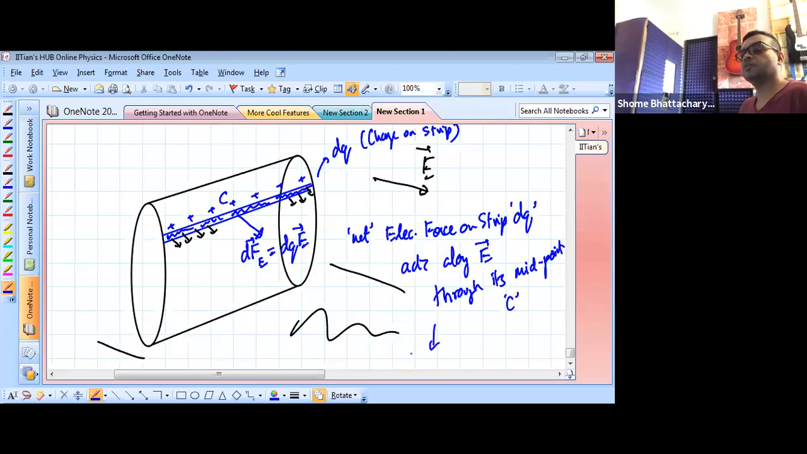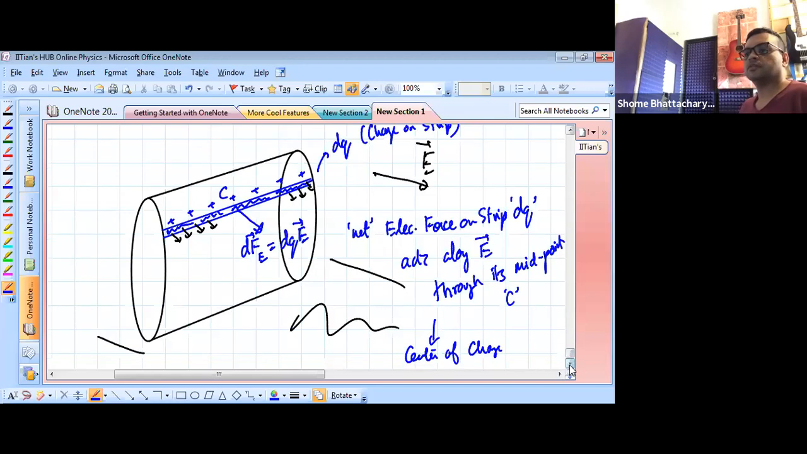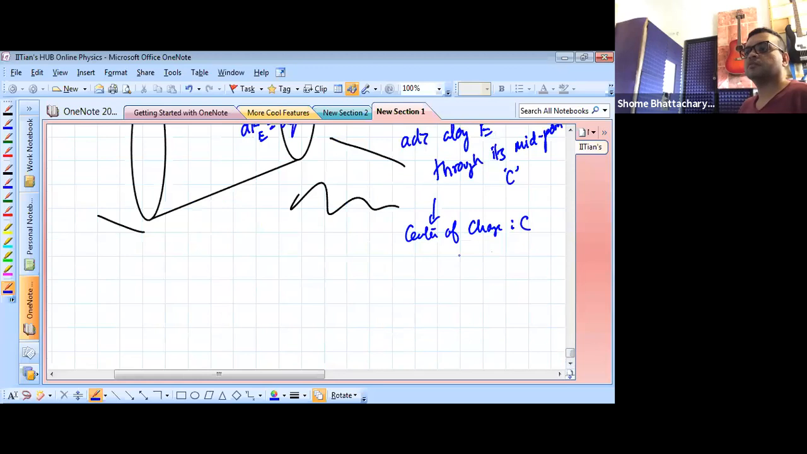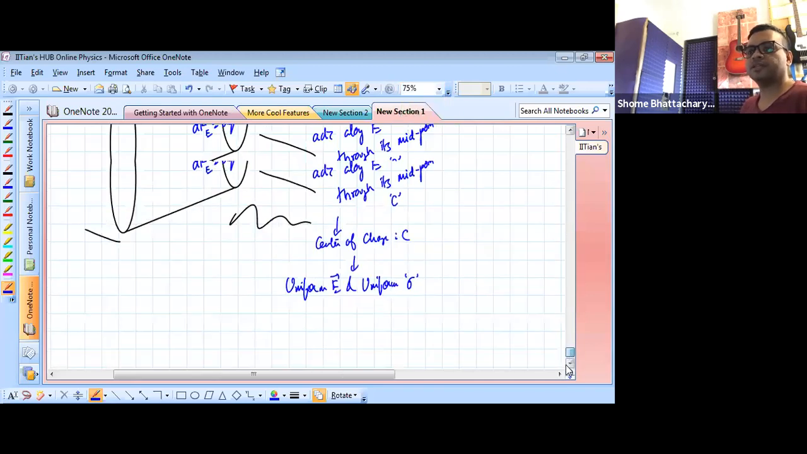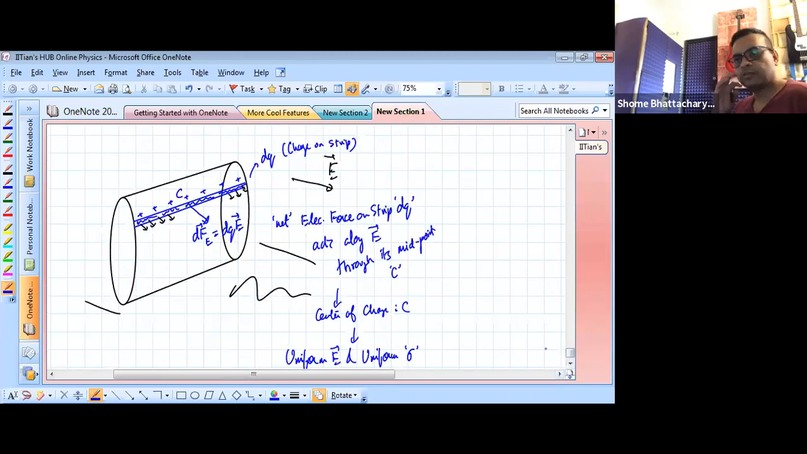So here I am using the concept of center of charge. Why? Because it's a uniform electric field and a uniform distribution of charge. So center of charge is the point C. This is the first thing in which I am applying center of charge. Now next, when I put the strips all together, I'll also apply center of charge. That way I won't have to do any integration at all in this problem.